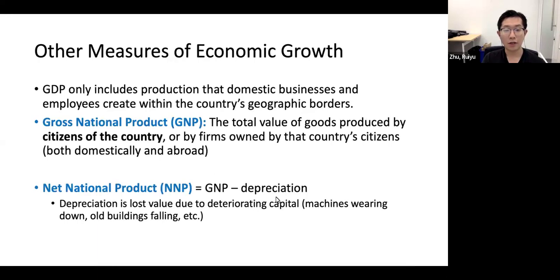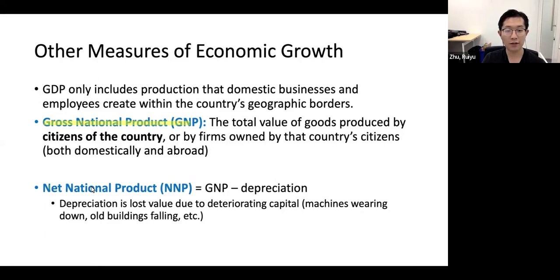Other than GDP, there are other measures of economic growth. For GDP, we care about the geography or location of the production. Another concept is GNP, gross national product, which cares about ownership. GNP calculates the total value of goods produced by citizens of the country or by firms owned by that country's citizens, right? So GDP cares about location, GNP cares about ownership.